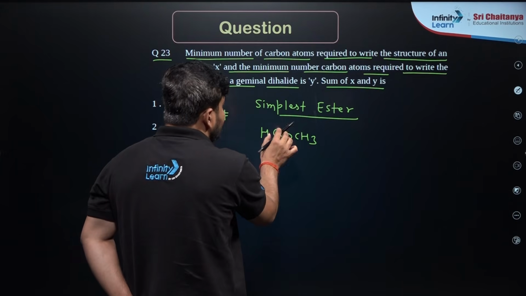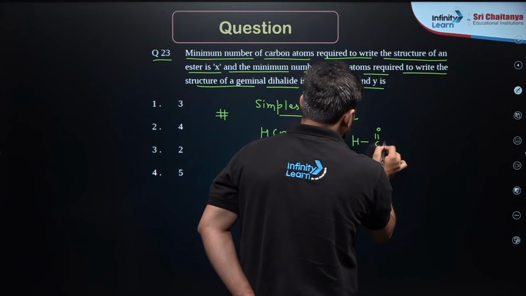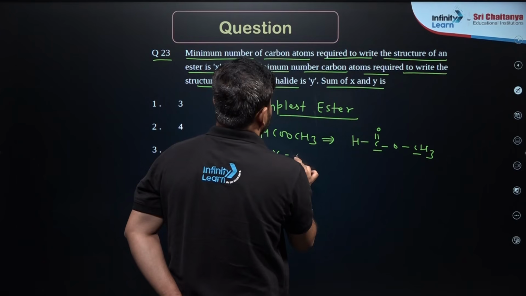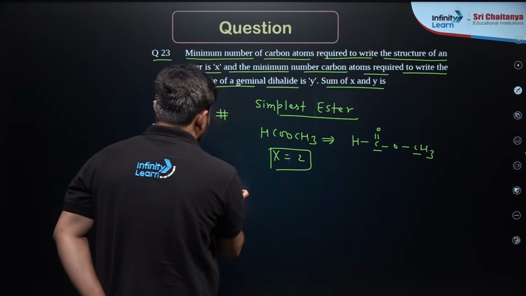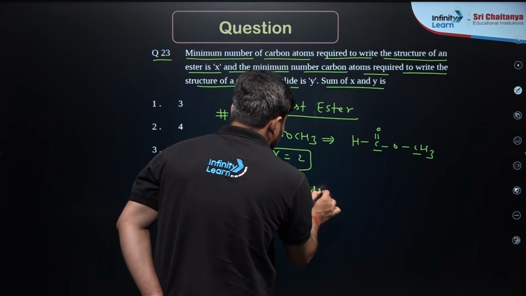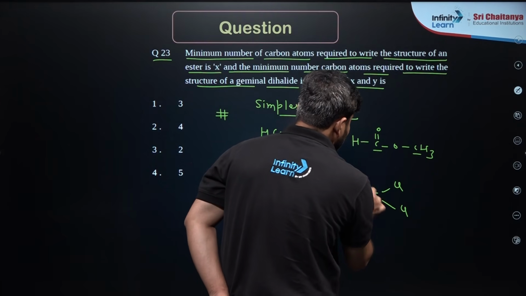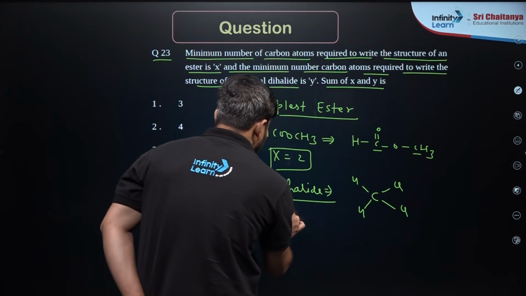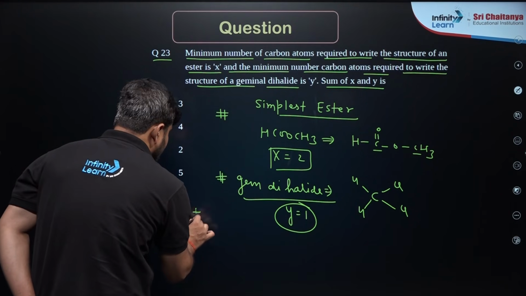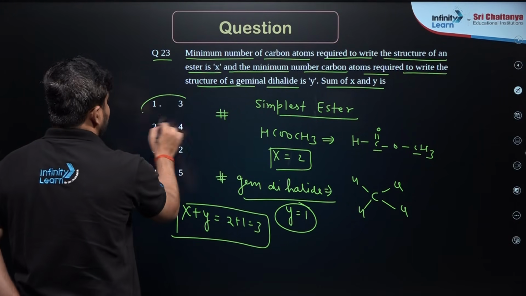Here, how many carbons are coming minimum? If I write this, H-C double bond O, OCH3, so minimum 2 carbons are coming. So X equals 2. Now if I check the geminal dihalide, it means both halogens are present on the same carbon. So here Y equals 1, only 1 carbon. So X plus Y means 2 plus 1, which is 3 only. So the final answer of this question is 3 only.